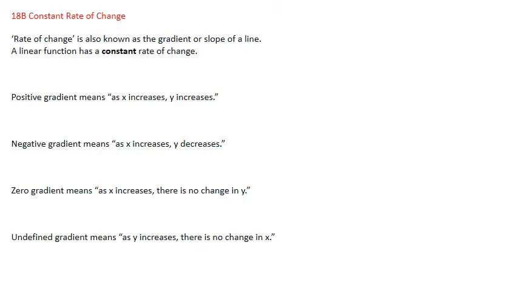Looking at constant rates of change. Rate of change is also just known as the gradient or slope of a line. A constant rate of change is the rate of change of a linear line because it's constant. It's always at the same slope, same speed, if you will. A positive gradient means that as x increases, y also increases.